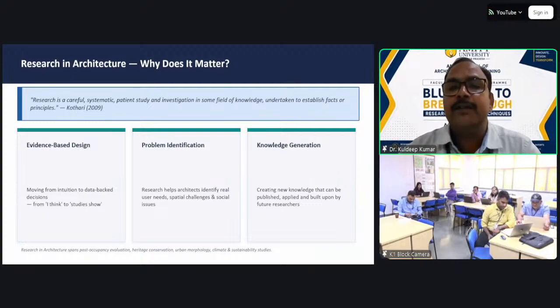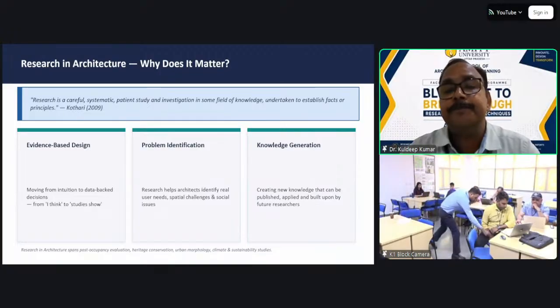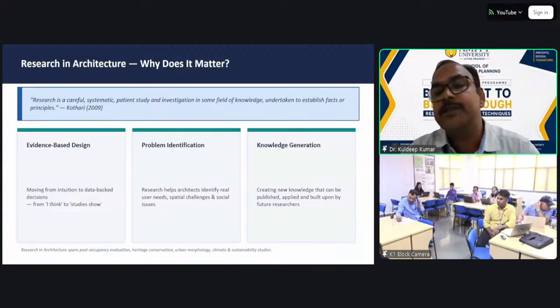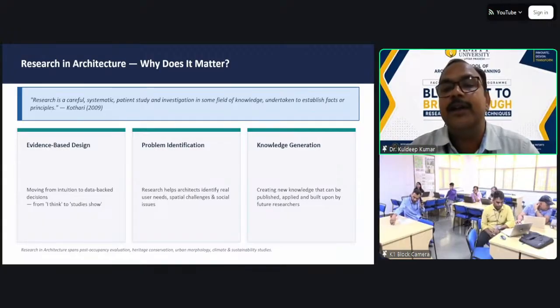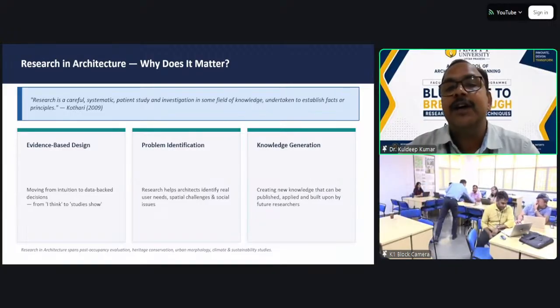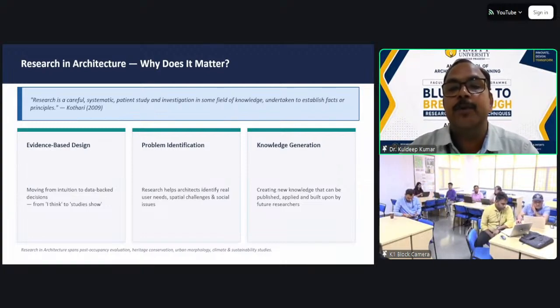Now, as we know, architecture has historically been driven by intuition, aesthetics, and the expertise of practitioners, and there is nothing wrong in that. However, in the 21st century, we are expected to be evidence-based practitioners. That is where the research methodology and the process of research come in. Research in architecture serves three major purposes: one is evidence-based design, second is problem identification, and third is knowledge generation.